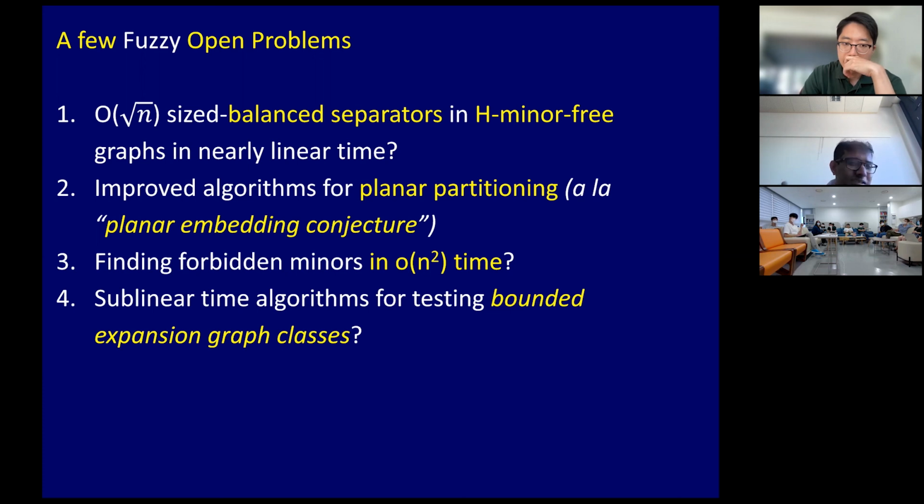And finally, it would be good to see if you can have sublinear time algorithms for testing bounded expansion, if you could generalize this stuff to bounded expansion graph classes.